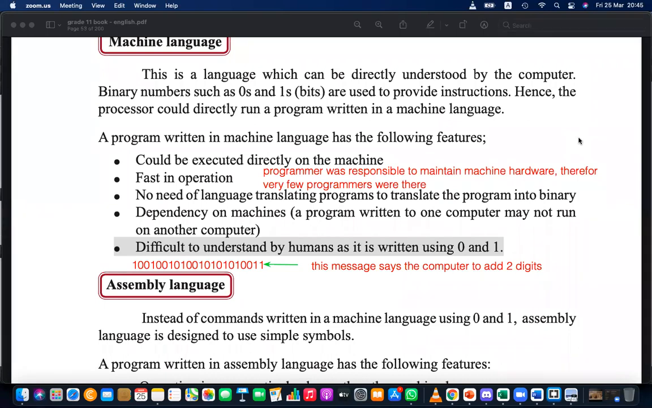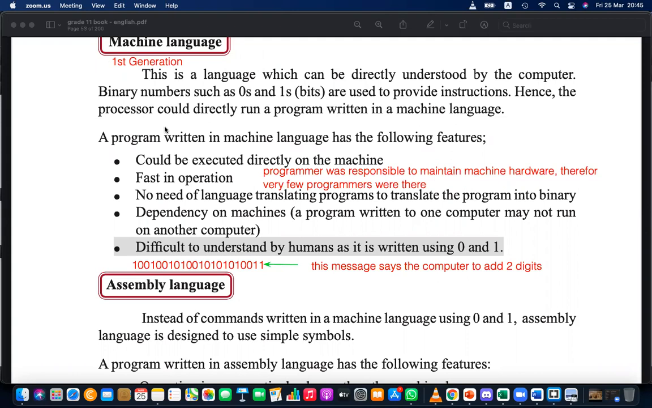Okay, you can write down these extra points. Write down the heading: the programming language generations. The machine language was considered to be the first generation. So these are the additional things.